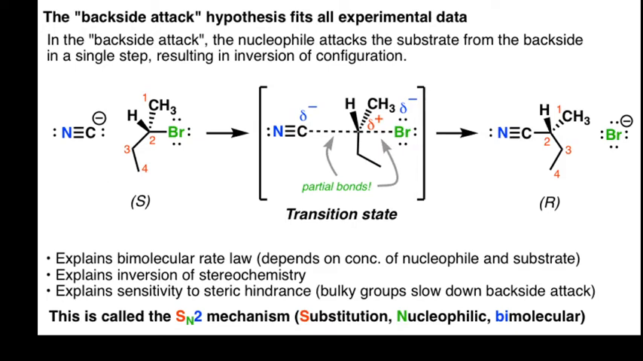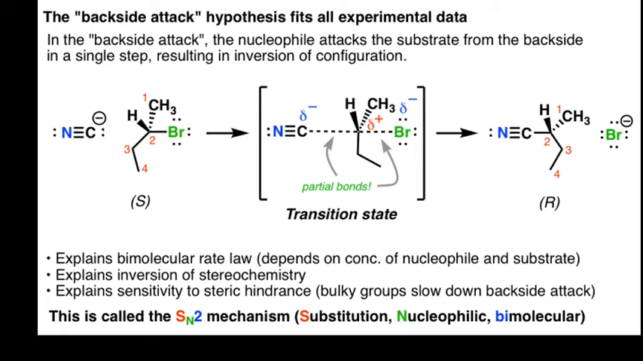In the backside attack, the nucleophile attacks the substrate from the backside in a single step, because this is the principle of the SN2 reaction. Here we have taken another nucleophile, that is CN minus. It attacks the alkyl bromide. This is the transition state in the medium, that is in the bracket. And what happens? The starting configuration is S, and the product is R.